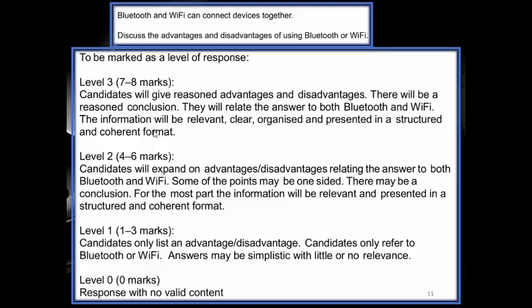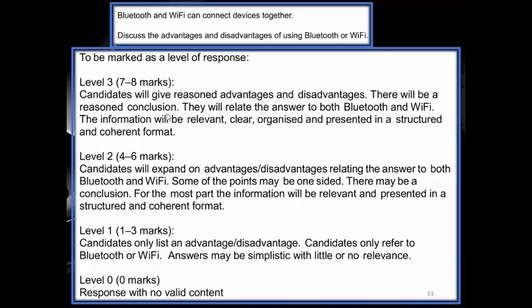This is a critical level. 7 to 8 full marks, but it is achievable, it is attainable. The candidate will give reasoned advantages and disadvantages. That means your point must be well thought out, well reasoned. There will be a reasoned conclusion. It's like you're standing like a barrister or a solicitor in a court of law, giving your point logically, orderly, and in a very strong manner.